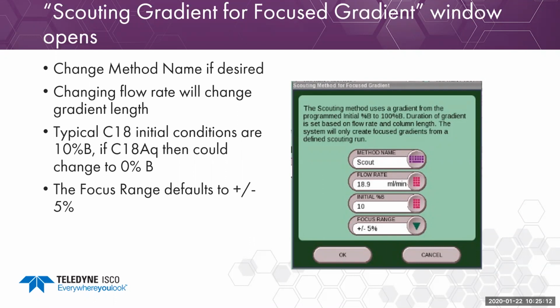You can go ahead and name your method. You can create multiple scout methods where you run different gradients. Maybe you want to run it from 5%, 10%. You can create multiples. You can also create changes in your focus range there. You can do plus or minus 5%, plus or minus 10%. And then you can also adjust the flow rate. So if you like to run your columns faster, you can adjust that there, and it's automatically going to factor that into your scouting method.